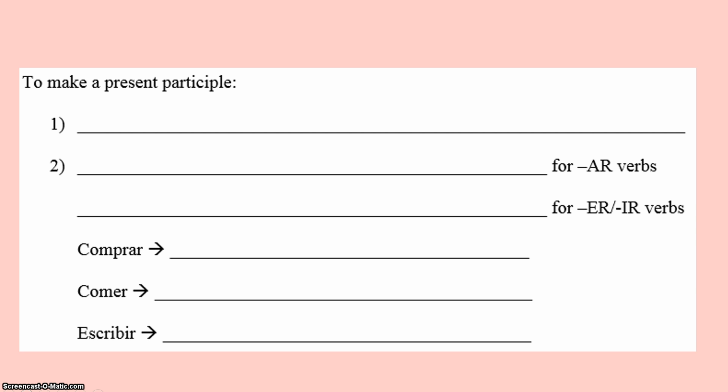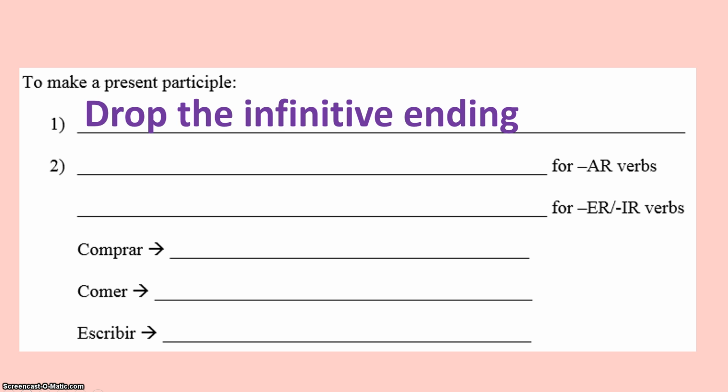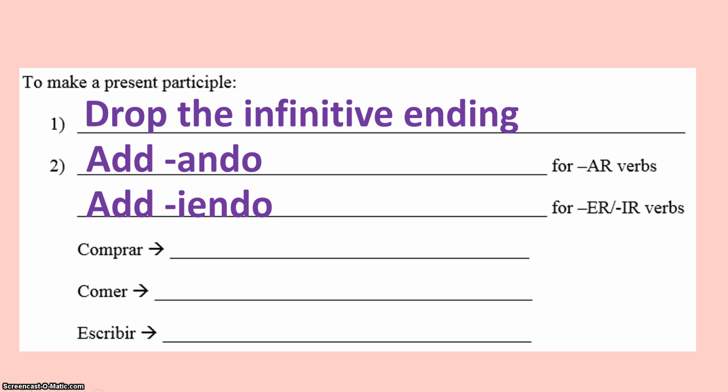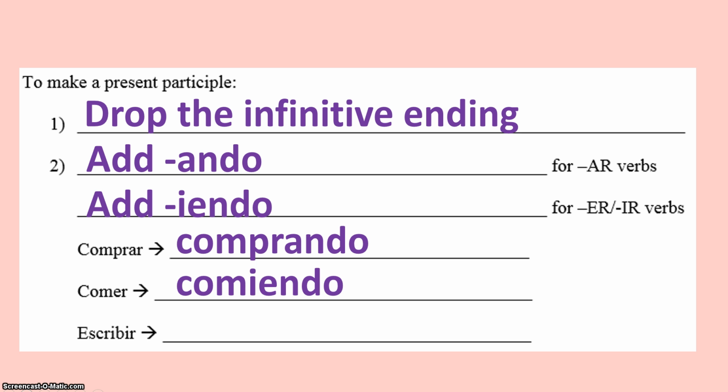To make a present participle in Spanish, first step is dropping the infinitive ending. Remember, an infinitive is an unconjugated verb. Then, once I've dropped the infinitive ending, for AR verbs, I'm going to add ando onto the end of the stem. And for ER-IR verbs, I'm going to add yendo onto the stem. So, comprar, I drop that AR infinitive ending, and it would become comprando. Comer, I drop the ER infinitive ending, it would be comiendo. And escribir, I drop the IR infinitive ending, it would be escribiendo.